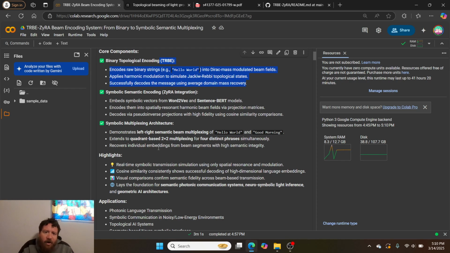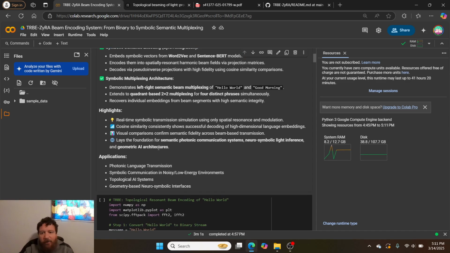And my encoder embeds symbolic vectors from word2vec, which is not mine, but then encodes them into spatially resonant harmonic beam fields via projection matrices, where that's where Zyra comes in, and then decodes via pseudo-inverse projections with high fidelity using cosine similarity comparisons. Again, that's where Zyra comes in. And then we have the symbolic multiplexing architecture, which I'll show you here. We're able to split the beam.